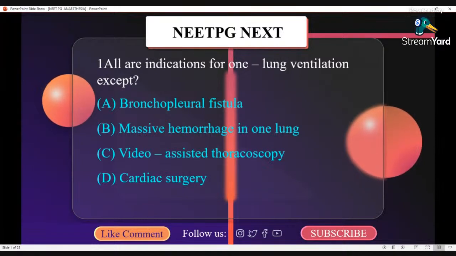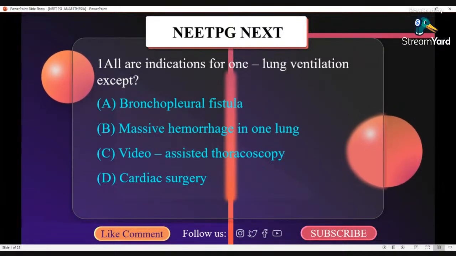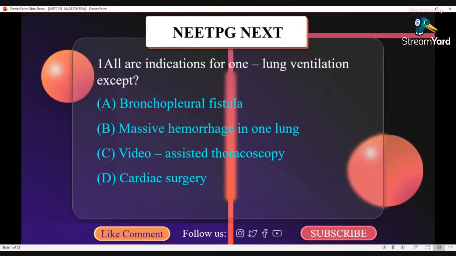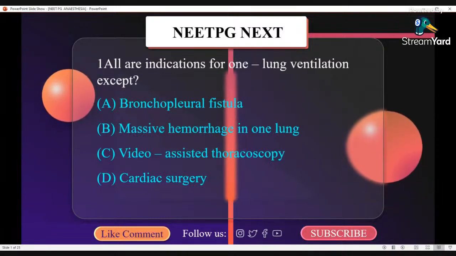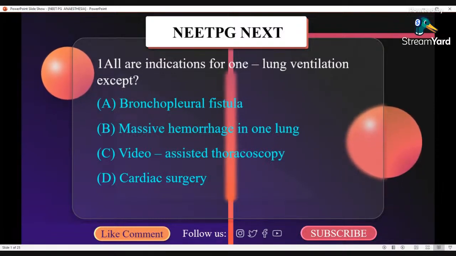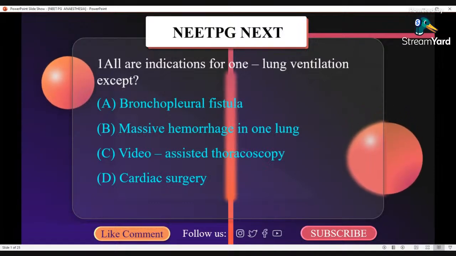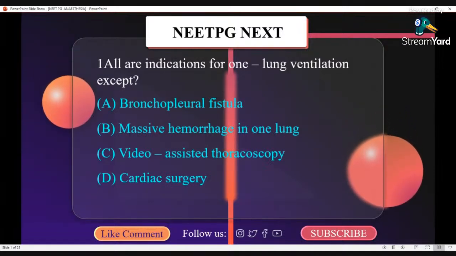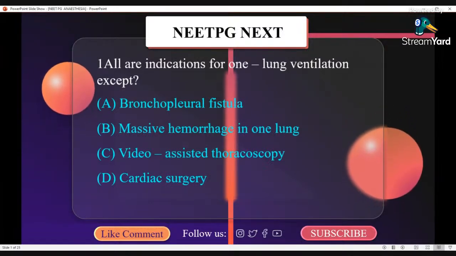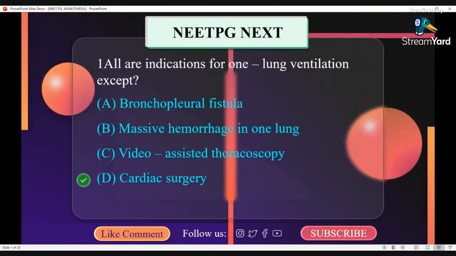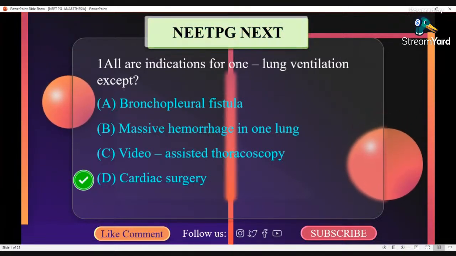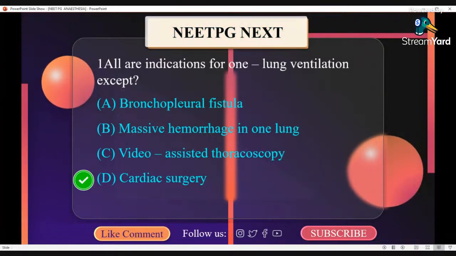So these are some of the indications, but cardiac surgery is not required. Cardiac surgery does not require one lung ventilation. So all are indications for one lung ventilation except cardiac surgery. Cardiac surgery is option D. So the correct option here is D, cardiac surgery. Let's move on to the next question.